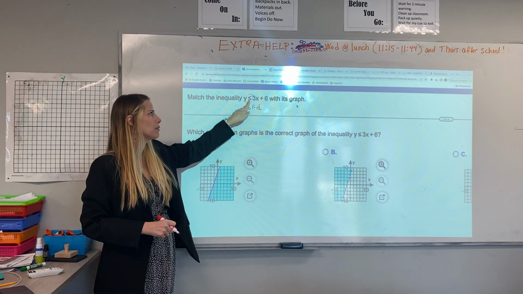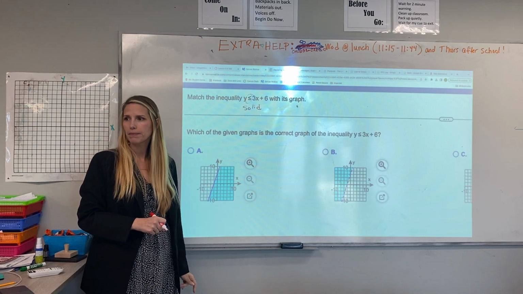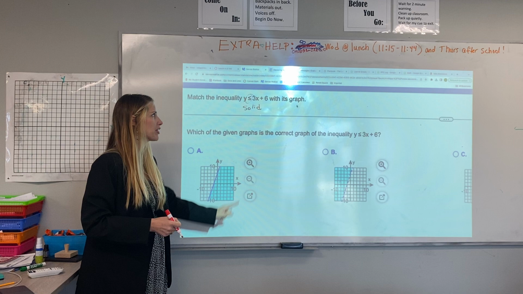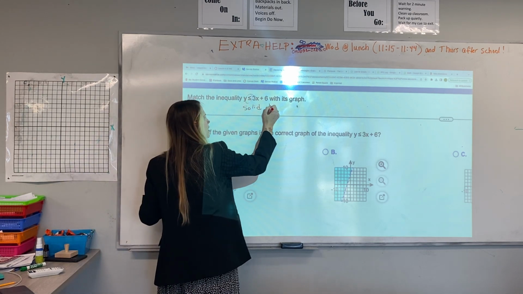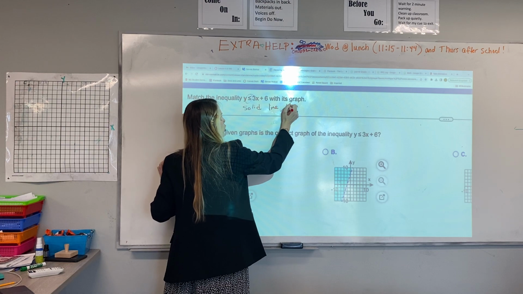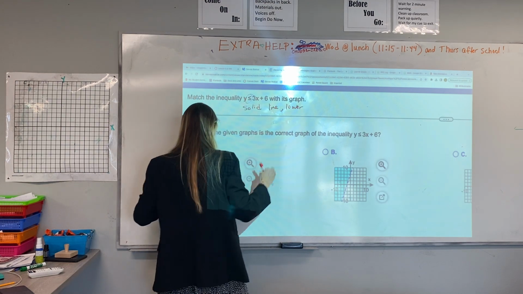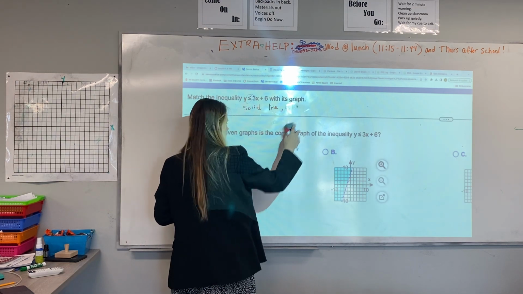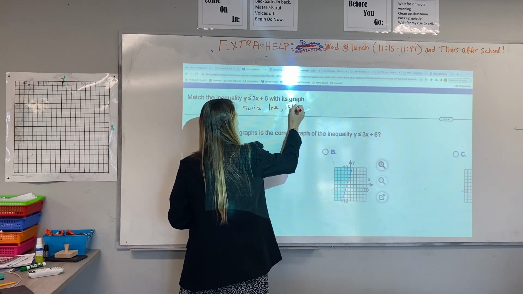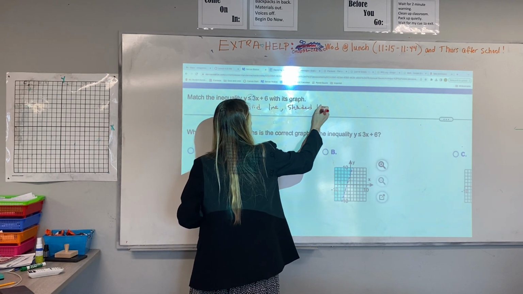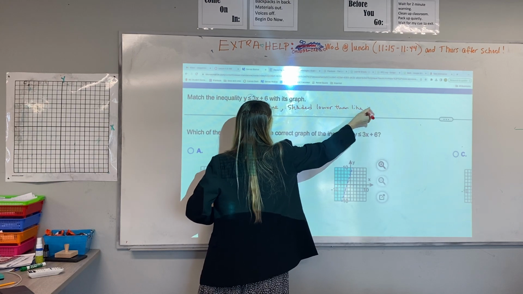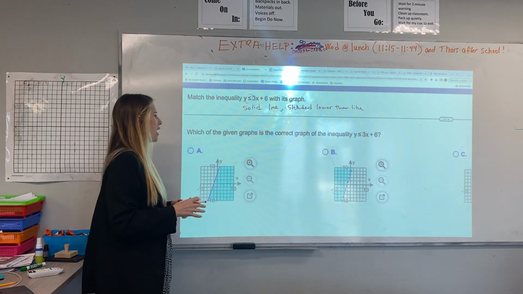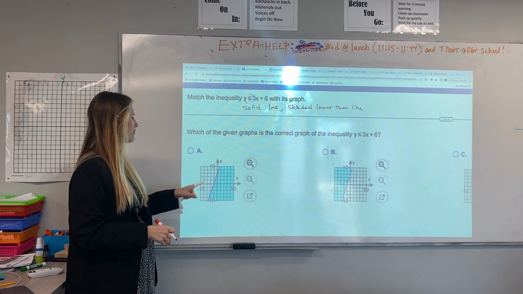Where should it be shaded based on this inequality? Under the line, very good. Less than, lower than. So it should be a solid line, shaded lower than the line, or under the line, or less than the line, however you want to say it. So we're looking for a solid line.